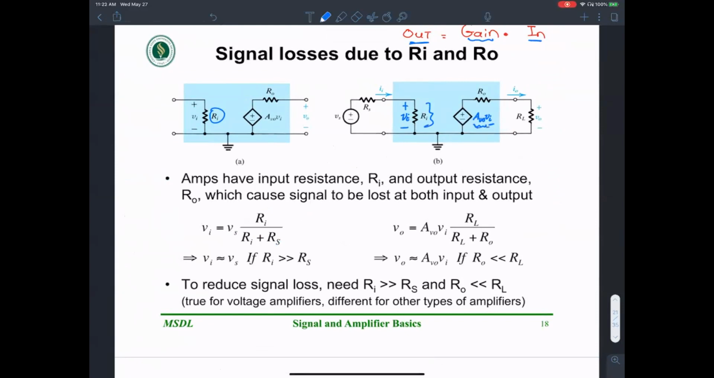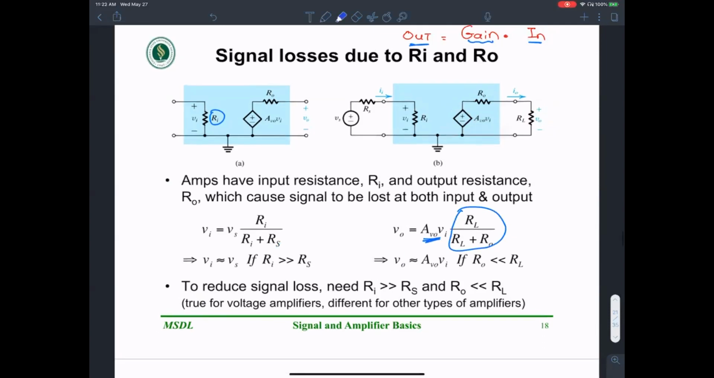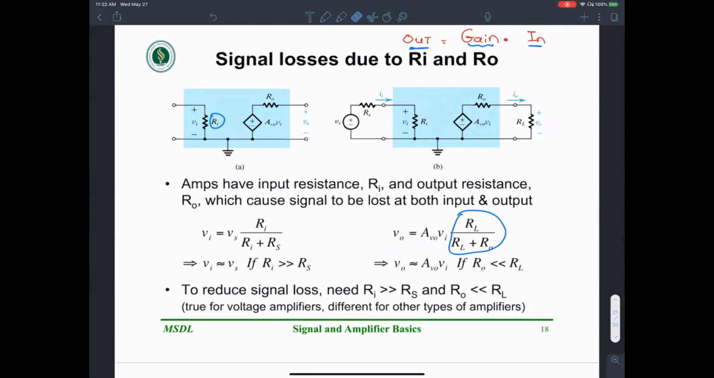The input voltage gets multiplied to AV naught times Vi. And then what is the output voltage in terms of this? That's another voltage divider where the source is AV naught Vi times the voltage divider between R0 and RL. So that's the idea. So eventually what I have is V out as a function of Vi.